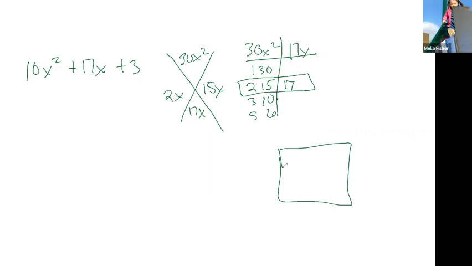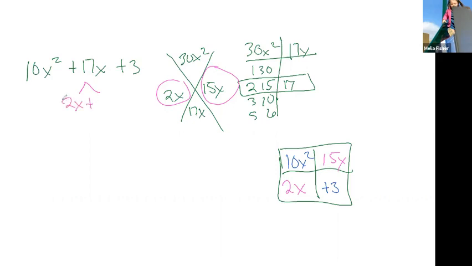If I want to do the box method, my first and last terms are going to go here, 10x squared and our positive 3, and we're splitting the other term into 2x and 15x, and you're going to pull out the GCF of those. If you want to do factoring by grouping, then we're going to put the plus 2x and the plus 15x into the equation and drop down the positive 3 and the 10x squared.